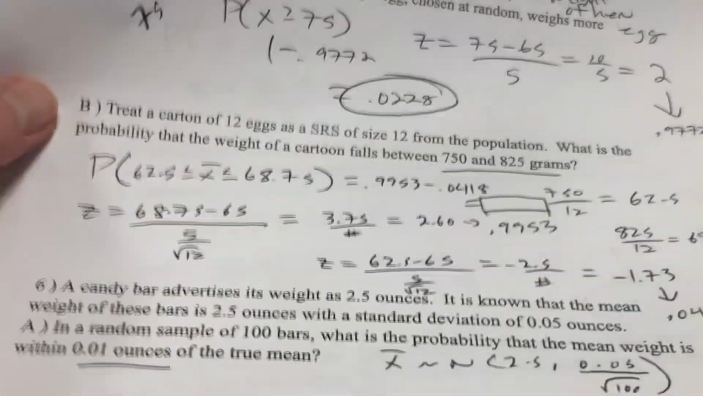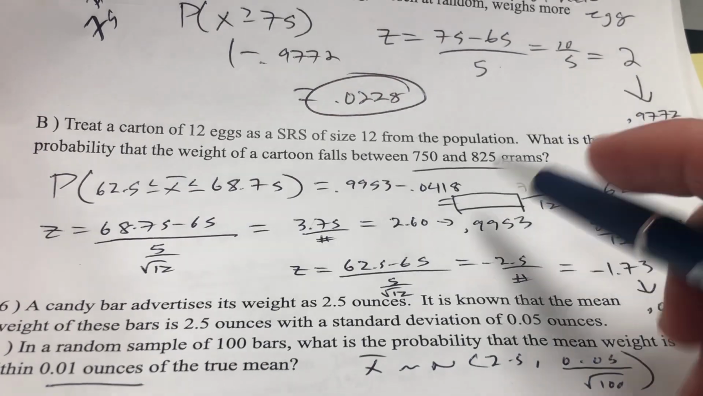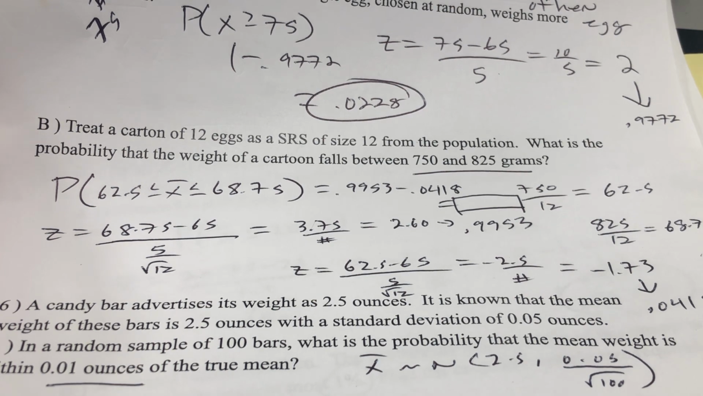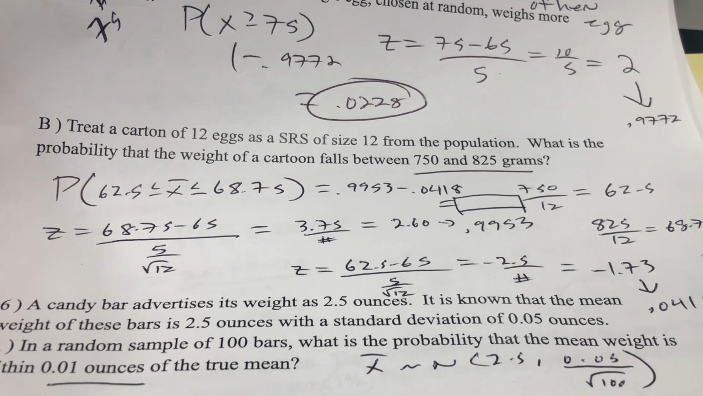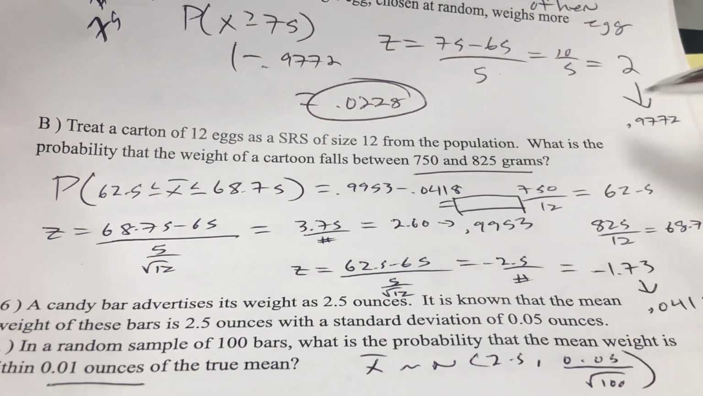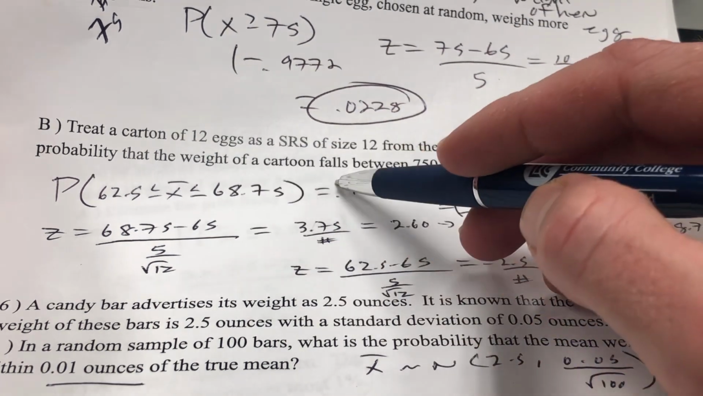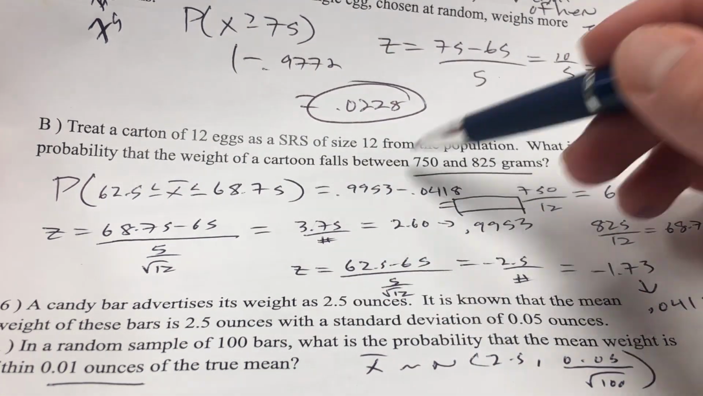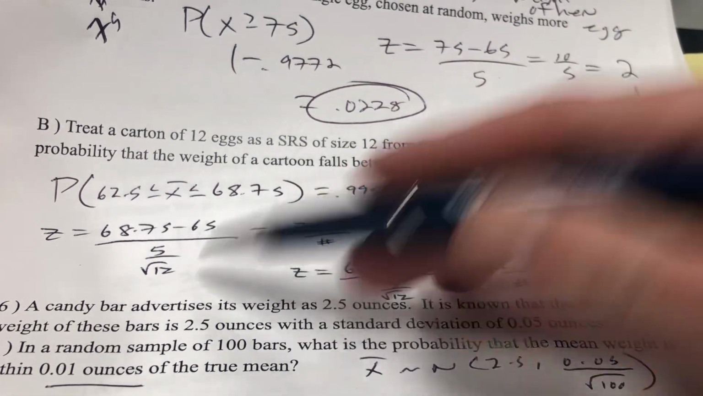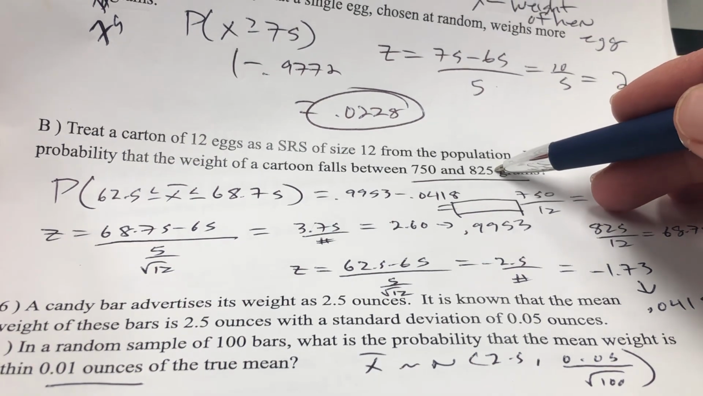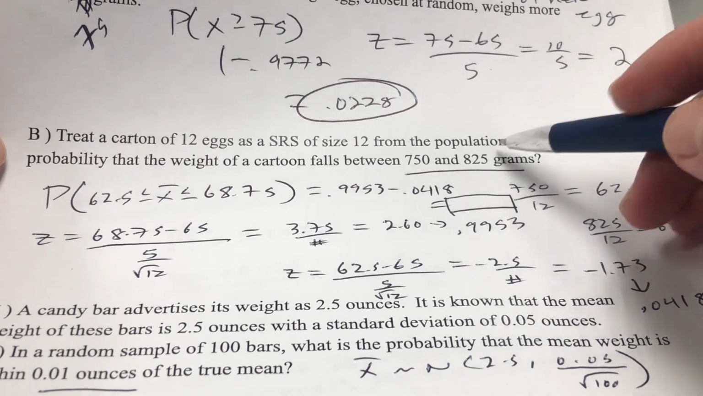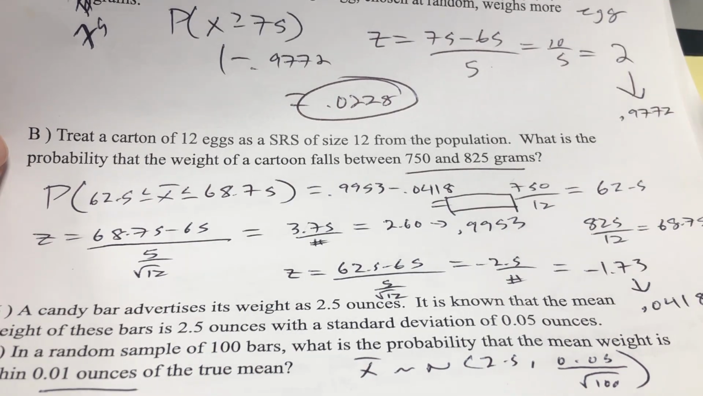All right, hopefully I read the next one correctly. This is a good question here. We had one of these with the traffic accidents on Friday. Treat a carton of 12 eggs as a simple random sample of size 12 from the population. What is the probability that the weight of the carton falls between those two? The weight of the carton. Guys, I can't do 750 minus 65 over this. You're going to get an insane Z score, and then you're going to get another insane Z score, and you're going to subtract them and you're going to be like, 0. So it doesn't make sense. You've got to convert this into an X bar situation.